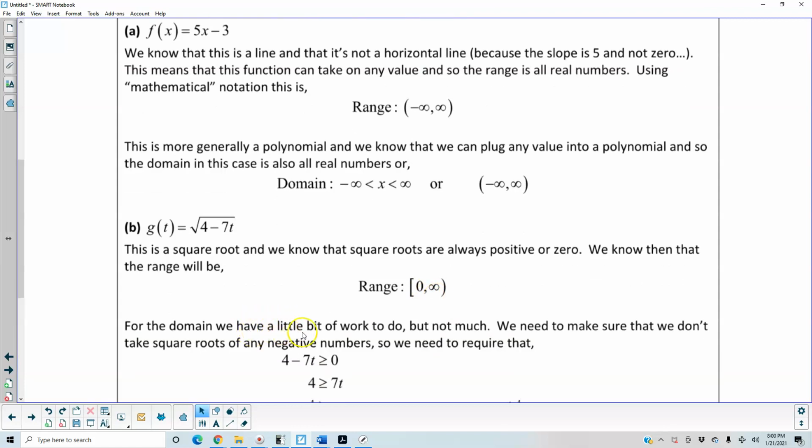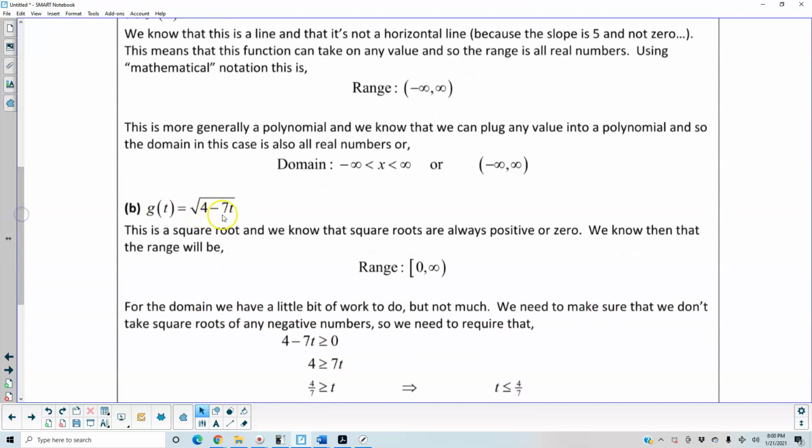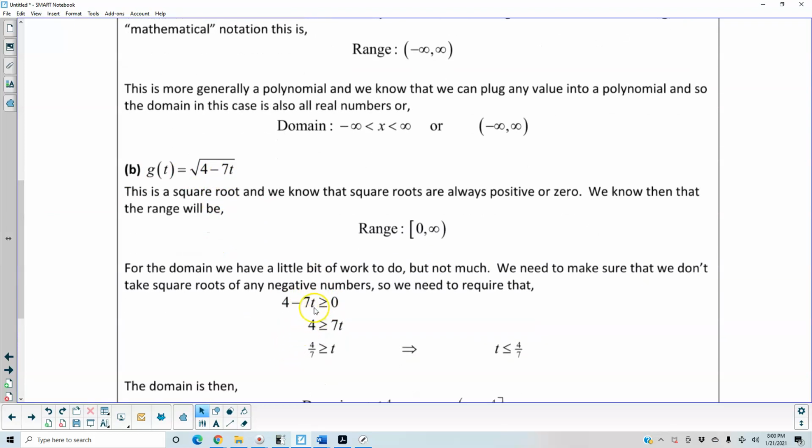Now, for the domain, we have a little bit of work to do, but not much. We need to make sure that we don't take square roots of any negative numbers. So we need to require that what's under the radical, the radicand, which is 4 minus 7t, must be greater than or equal to 0. So we're going to solve for t by adding 7t to both sides, and then dividing both sides by 7. So that means that t is less than or equal to 4 over 7.